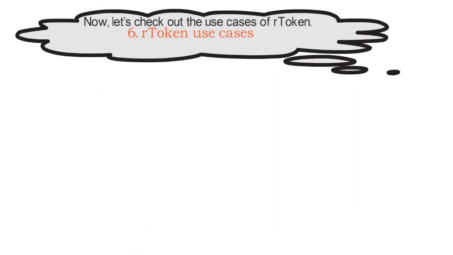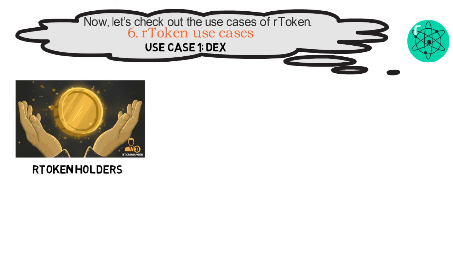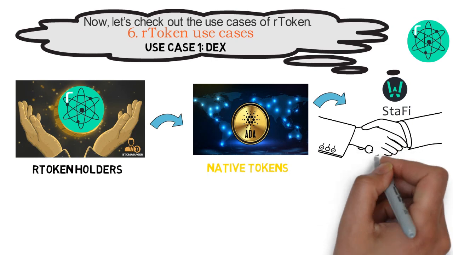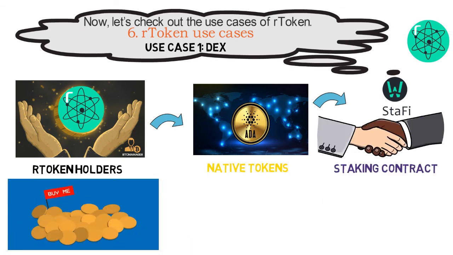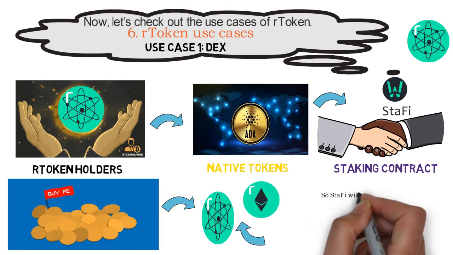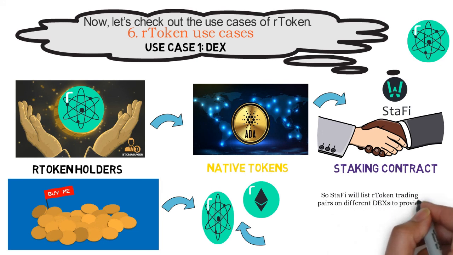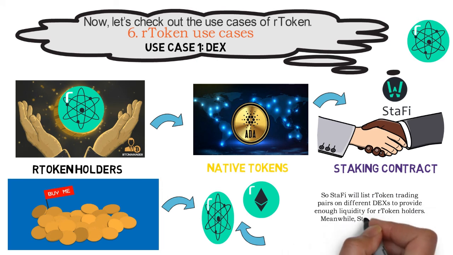Now, let's check out the use cases of rToken. rToken use cases. Use case 1. DEX. rToken holders can not only redeem native tokens from the Stafi staking contract, but also sell rTokens on a variety of venues with rToken/token, rToken/ETH, and rToken/USDT pairs. So Stafi will list rToken trading pairs on different DEXs to provide enough liquidity for rToken holders.